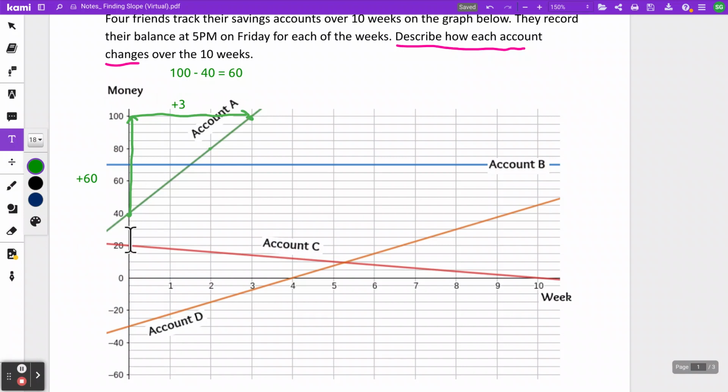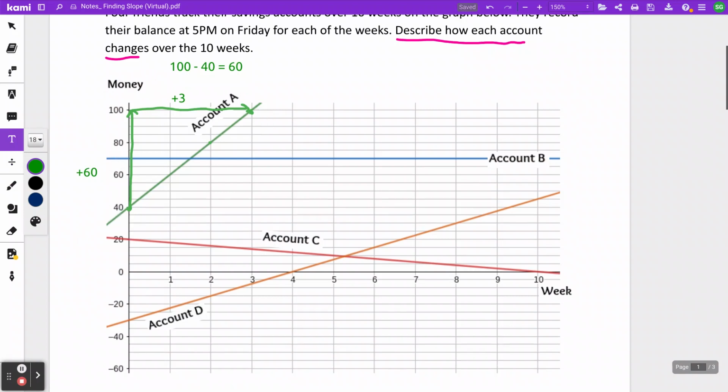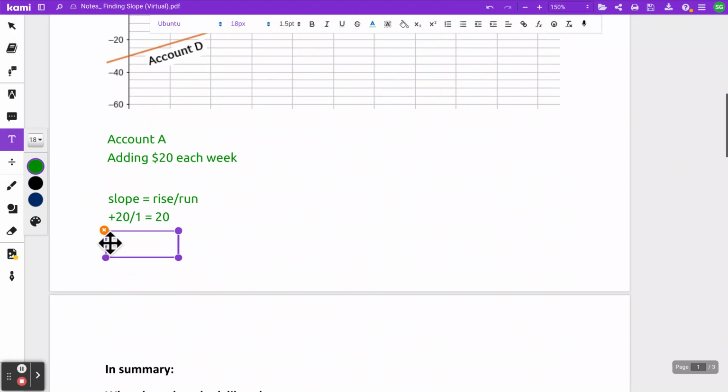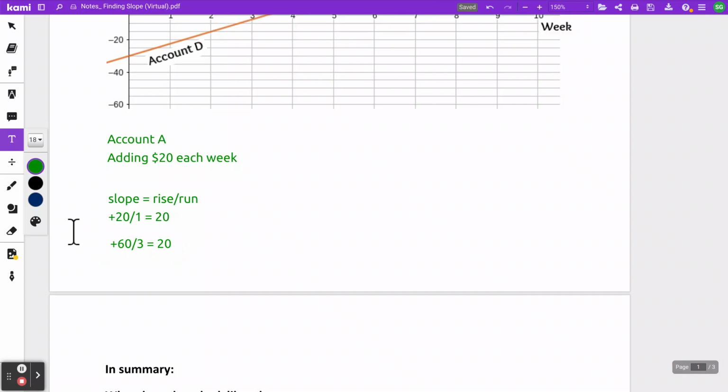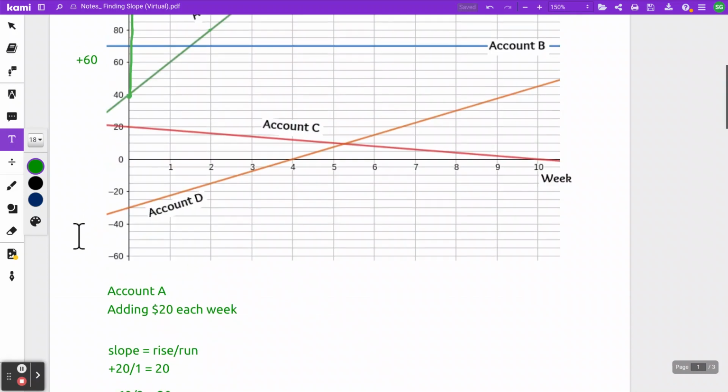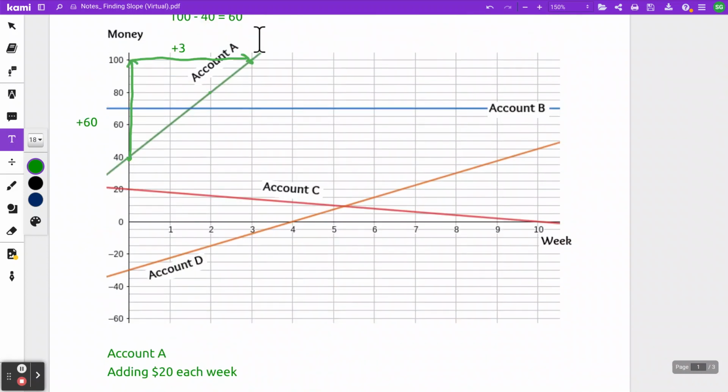So here, this is showing that after 3 weeks, that person put in $60. We could say they added $60 after 3 weeks. So if you add $60 over 3 weeks, it means the same thing, that they must be adding $20 each week. The reason I show both of these is because it does not matter which 2 points you pick on the graph. It should equal the same result. You should have the same slope.